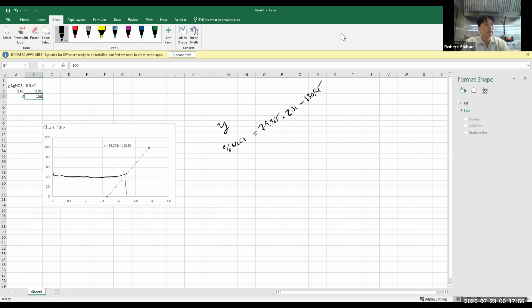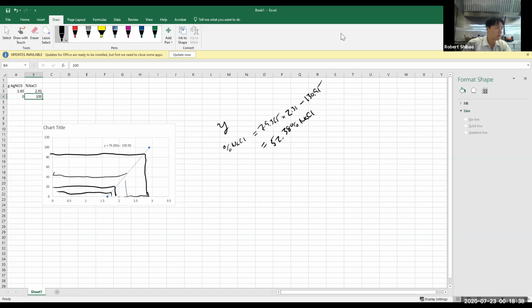All right, so let's go ahead and calculate it. 79.365, which is the slope, times 2.31 minus 130.95 equals 52%. So, you know, it was around 50%. So percent sodium chloride comes out to 52.38% sodium chloride. It depends on how many grams of silver nitrate you use. From that, you can tell how much percent sodium chloride there is. The more grams you use, the higher the percent sodium chloride. The fewer grams you use, the lower the percent sodium chloride.